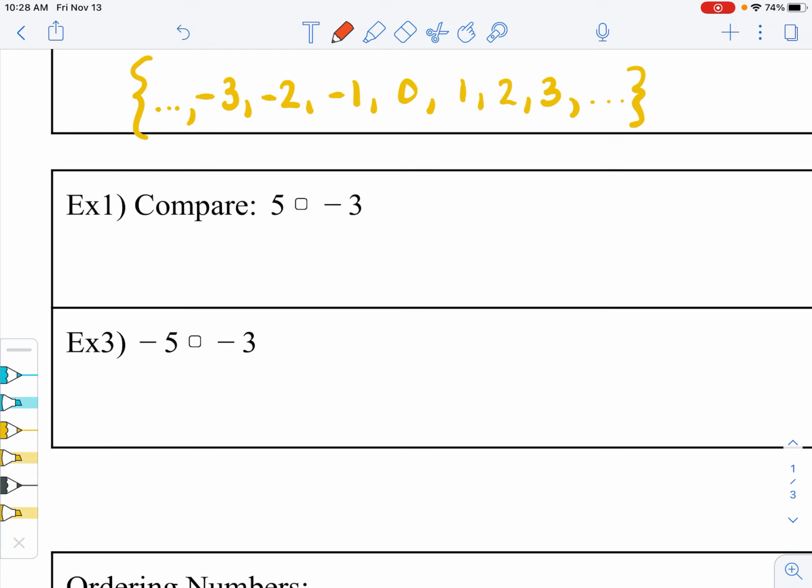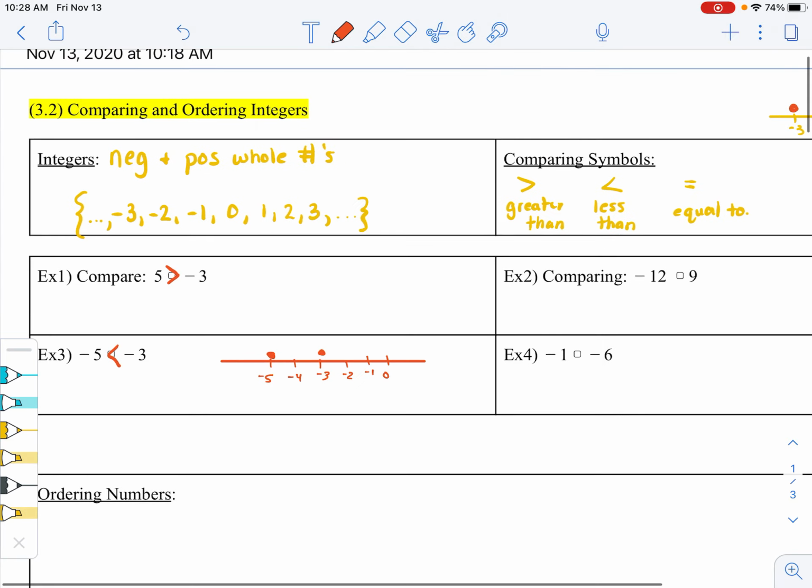So example 1, we have +5 and -3. Well, we know positives are always bigger, so 5 is greater than -3. But what happens when we are comparing -5 with -3? If we want to remember our number line, we have 0, -1, -2, -3, -4, and -5. So here's -5 and here is -3. So in the negatives, -3 is bigger than -5. In the positives, 5 is bigger. Okay?